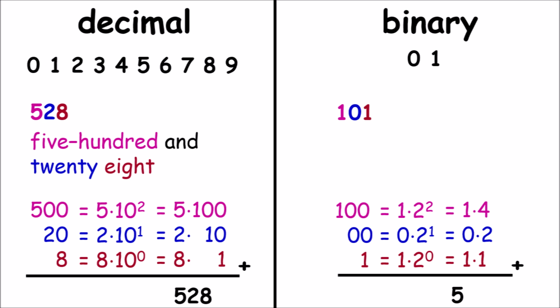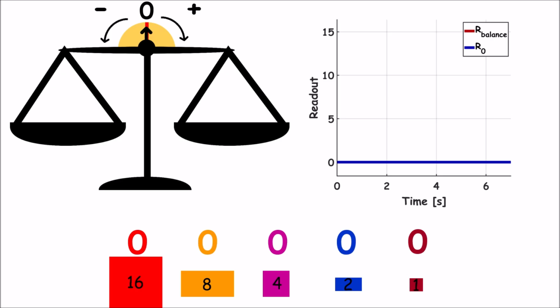Now we can proceed with the explanation of the SAR algorithm. To explain the SAR algorithm, we will use a balance scale. On the right-hand side of the balance, we will place an unknown weight, for which we will try to find the digital approximation. To achieve this, we will attempt to balance the scale as well as possible by placing known weights on the left-hand side of the balance.